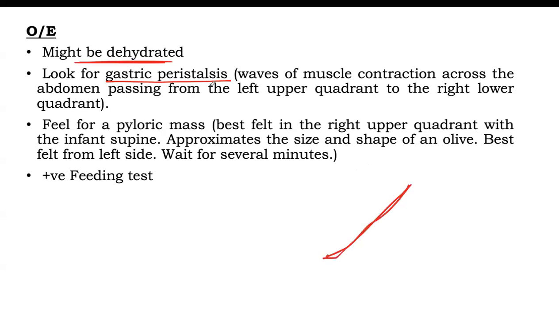And when you do the abdominal palpation, try to feel for an olive-shaped mass, which is called a pyloric mass. You can feel a pyloric mass in the right upper quadrant. Sometimes we also do a feeding test where we ask the mother to breastfeed the baby and we see how the vomiting is. Is it actually a forceful projectile vomiting or not? This is what we normally look for in the physical exam.